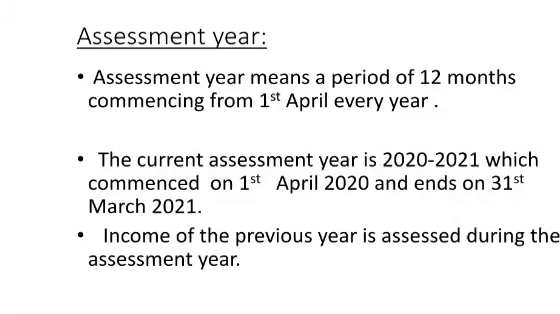Assessment year means a period of 12 months commencing from 1st April every year, and it ends on 31st March of the next year. It is a period of 12 months immediately succeeding the previous year. The current assessment year is 2020-2021, which commenced on 1st April 2020 and ends on 31st March 2021. It is the year in which we actually pay the tax for the income generated in the previous year, or the preceding year of the assessment year.